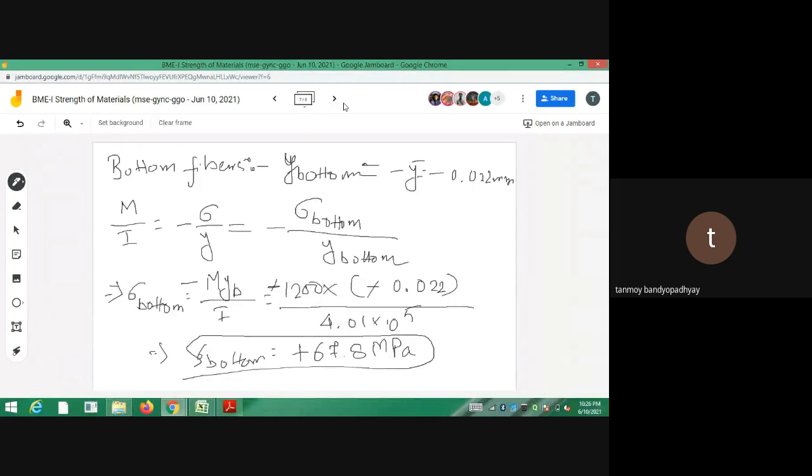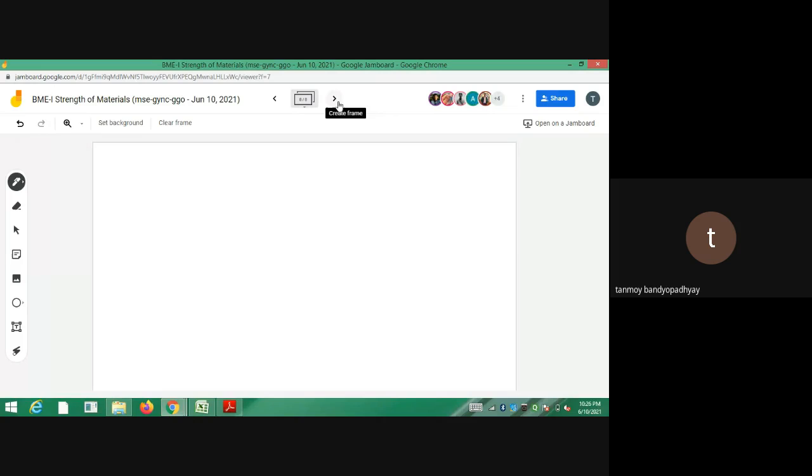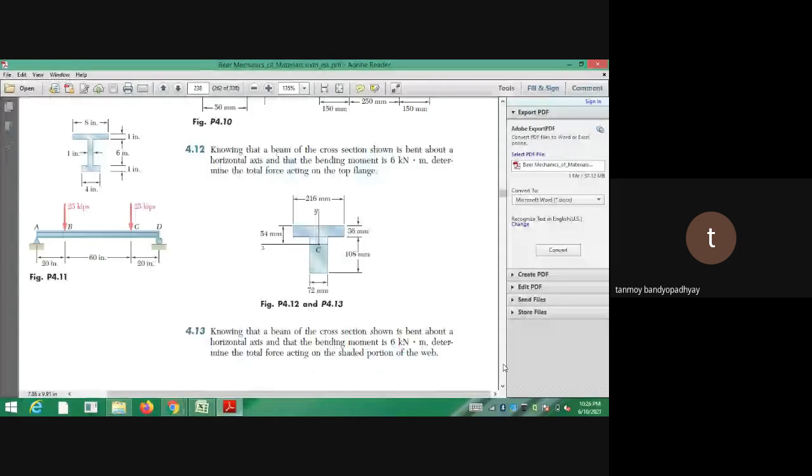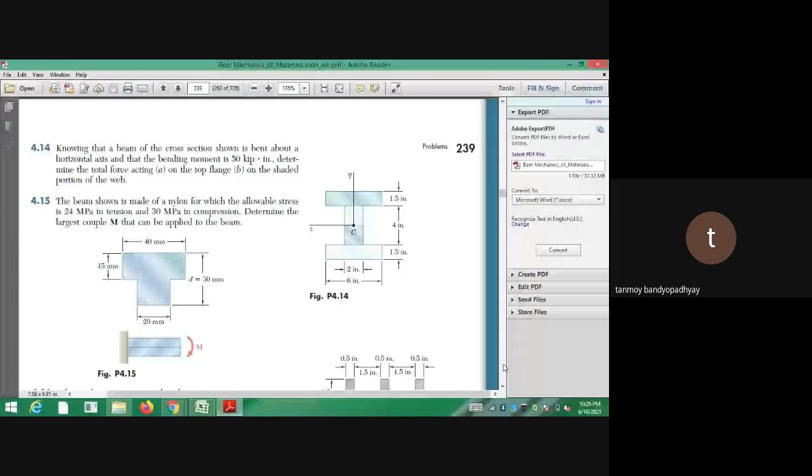So let's move to the next problem, 4.15. So this is problem number 4.15 that we will be discussing now. So in the problem 4.15, this one is the problem 4.15.